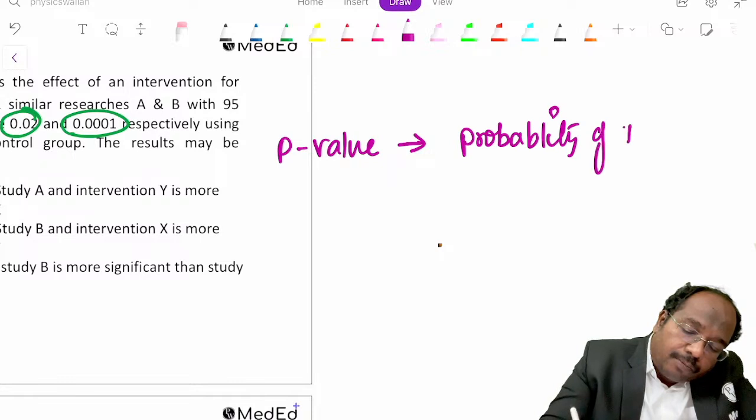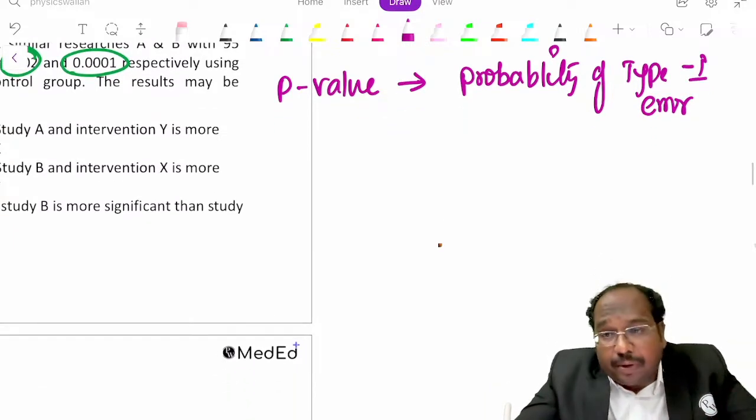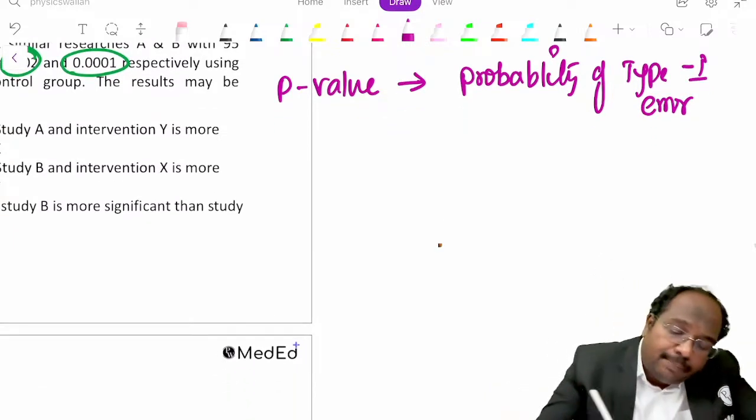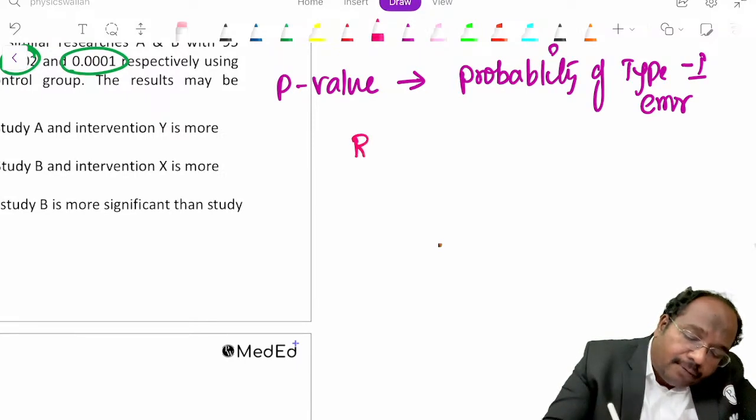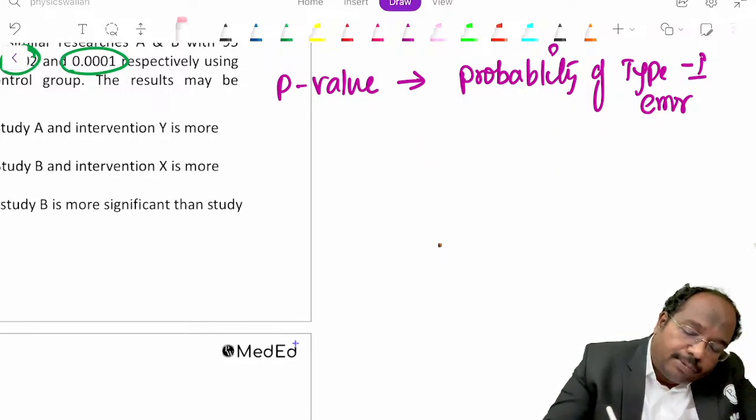Probability of type 1 error. That is p-value. P-value means probability of type 1 error. Okay, what does type 1 error mean? It is the probability of rejecting the null hypothesis. Okay, you keep it, we don't have time.